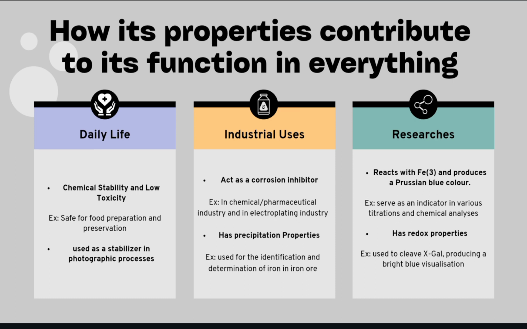As for the last point, which is how it is useful in the research field. Firstly, it has a property to react with ferric ions and produce a Prussian blue color. This serves as an indicator in various titrations and chemical analysis. Next, it also has redox properties. With this, it can be used to clean Excel and produce a bright blue visualization.